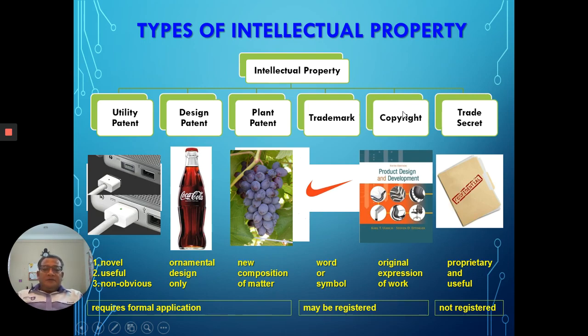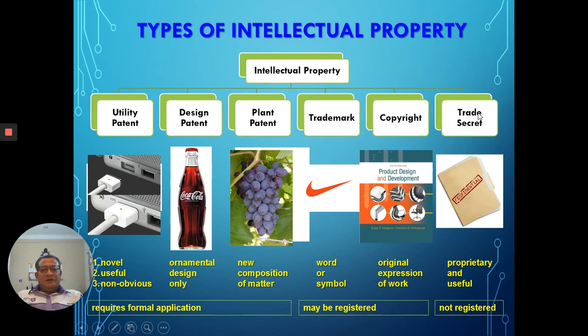The fifth type of intellectual property is categorized under copyright. Copyright is normally in the form of books, digital media, music. Those are considered original expressions of works in the form of copyright. This kind of copyright also needs to be registered.